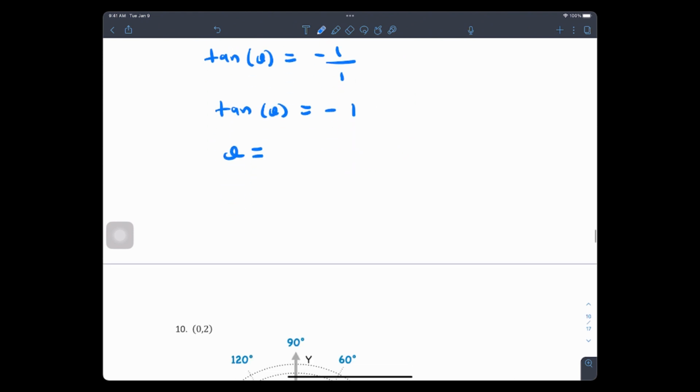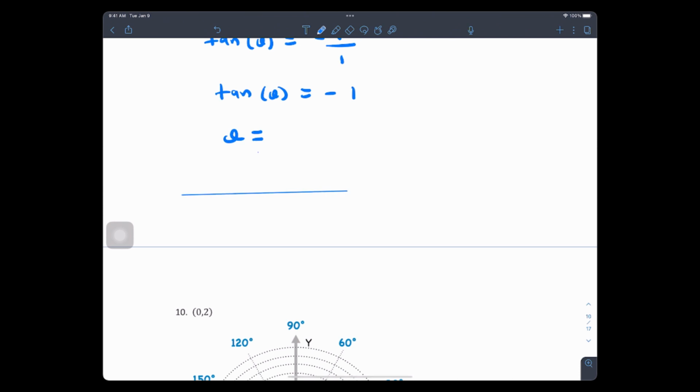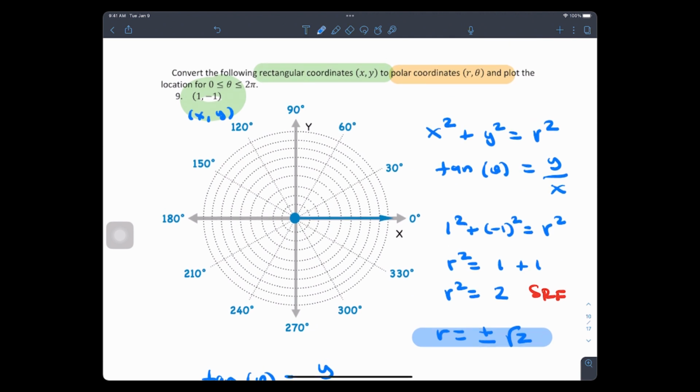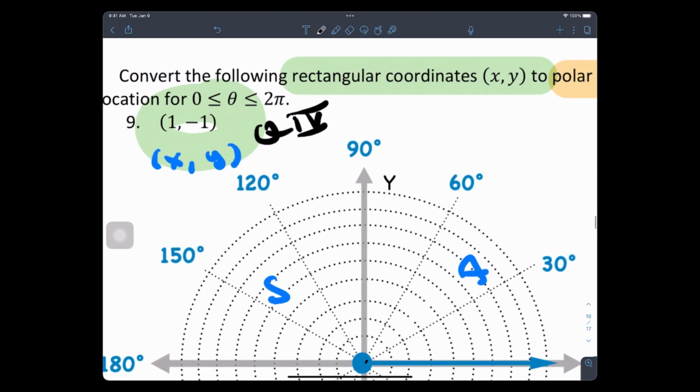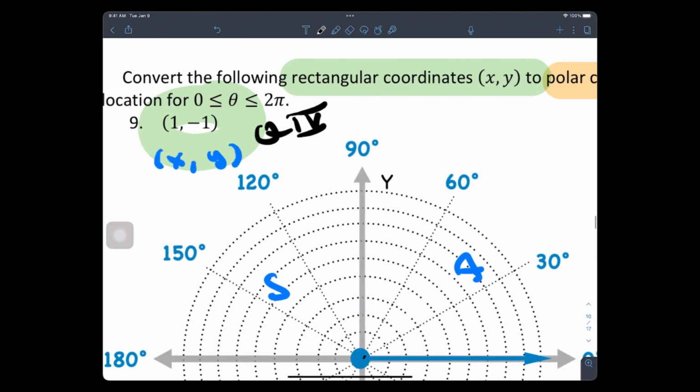Isn't there 2 quadrants? Let's go back. Remember this? All students take calculus. Where is this location? Where is 1, negative 1? X is 1, y is negative 1. This location here is in quadrant 4. Is that true? Your point is a quadrant 4 location because x is positive and y is negative.